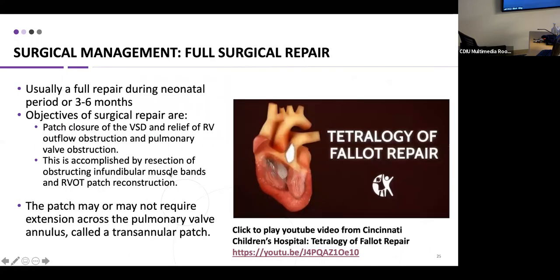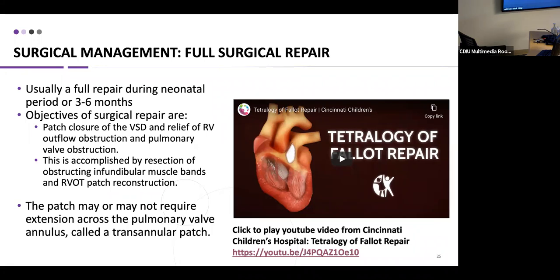So the next slide, we're just talking about the full surgical repair, which is usually done in the neonatal period, 3 to 6 months. The objective is to do a patch closure of the VSD and relieve the right ventricular outflow tract obstruction and pulmonary valve obstruction. So this surgery is performed under cardiopulmonary bypass via median sternotomy. This involves a right ventricular outflow stenosis resection, right ventricular outflow tract pulmonary artery augmentation, and VSD patch closure.